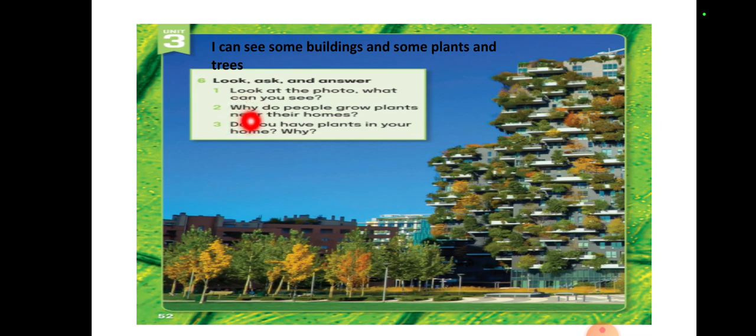Question number 2. Why do people grow plants near their homes? What do you think? I think that people grow plants near their home to make the air clean.